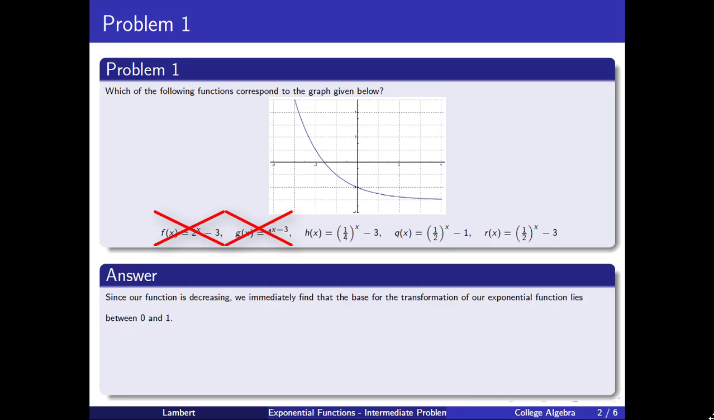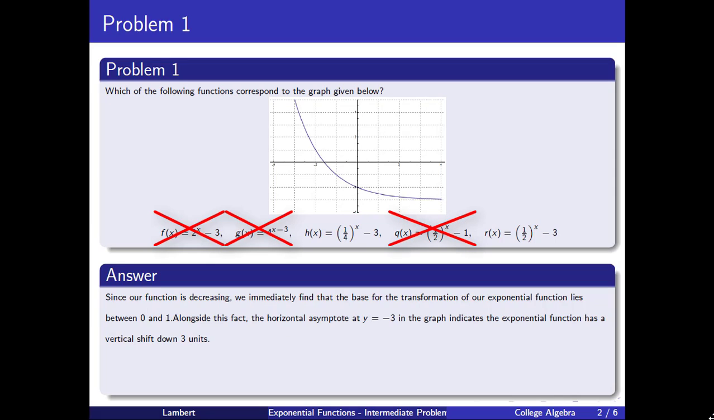Now the next component that we'll look at is this horizontal asymptote. As you approach positive infinity, notice there's a horizontal asymptote at y equals -3. So that means we have a vertical shift down 3 units, which means we're going to subtract 3 outside of the exponential part, so we have a -3 appearing at the end. So we can eliminate q of x. We're down to h of x equals 1/4 to the x minus 3 and r of x equals 1/2 to the x power minus 3.